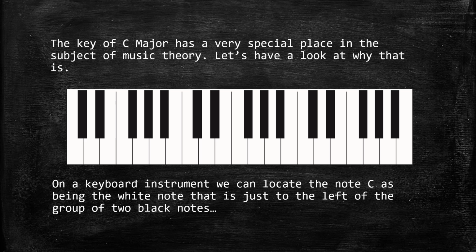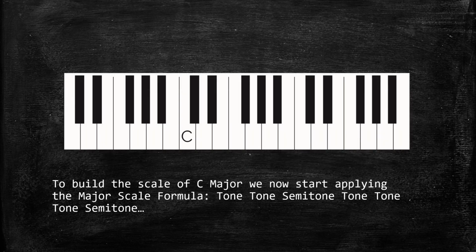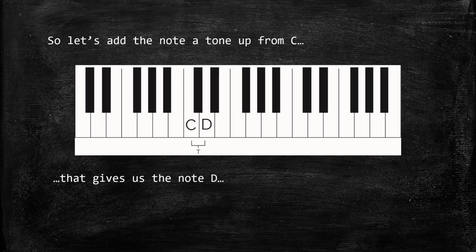On a keyboard instrument, we can locate the note C as being the white note that is just to the left of the group of 2 black notes. To build the scale of C major, we now start applying the major scale formula: tone, tone, semitone, tone, tone, tone, semitone. So let's add the note a tone up from C.